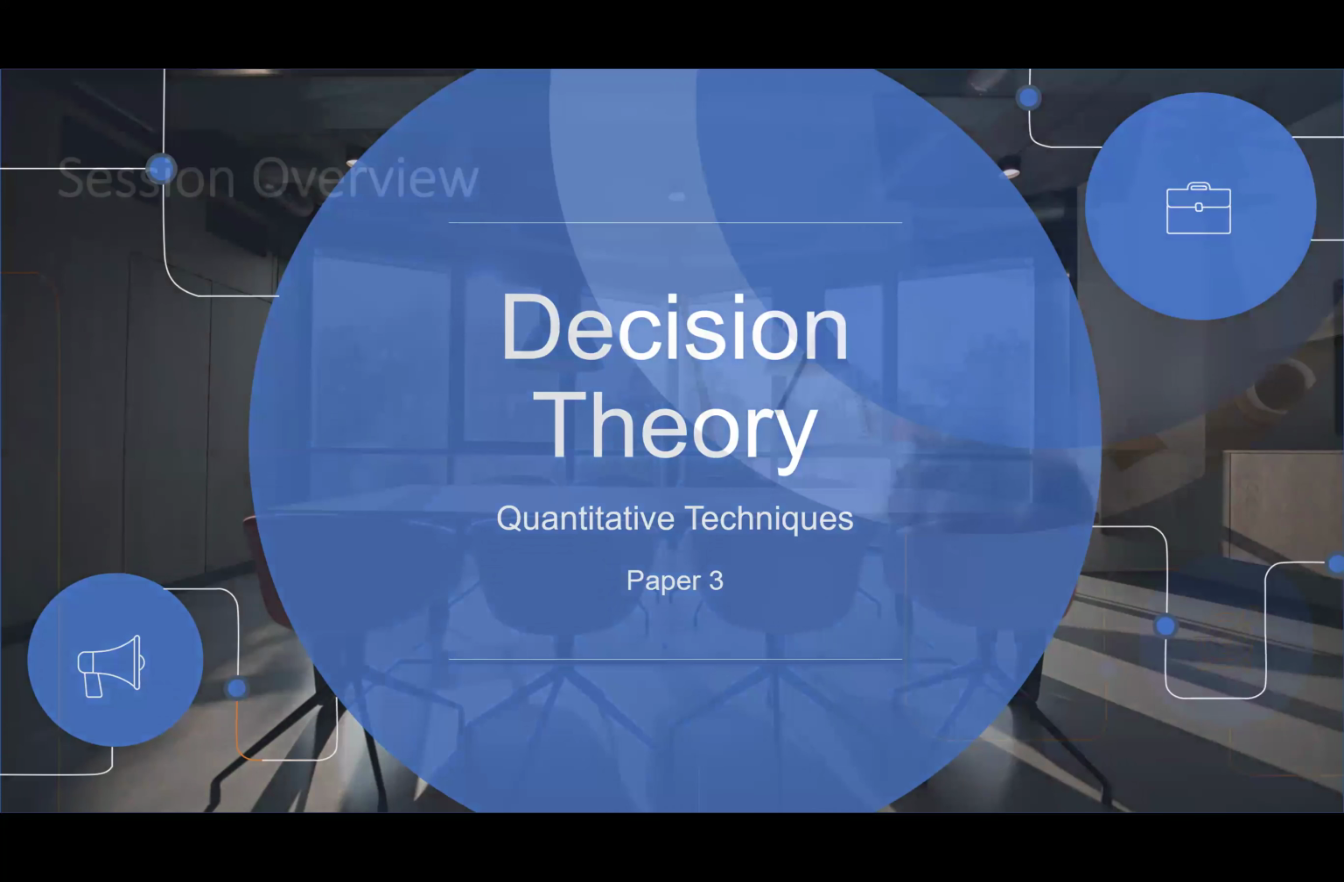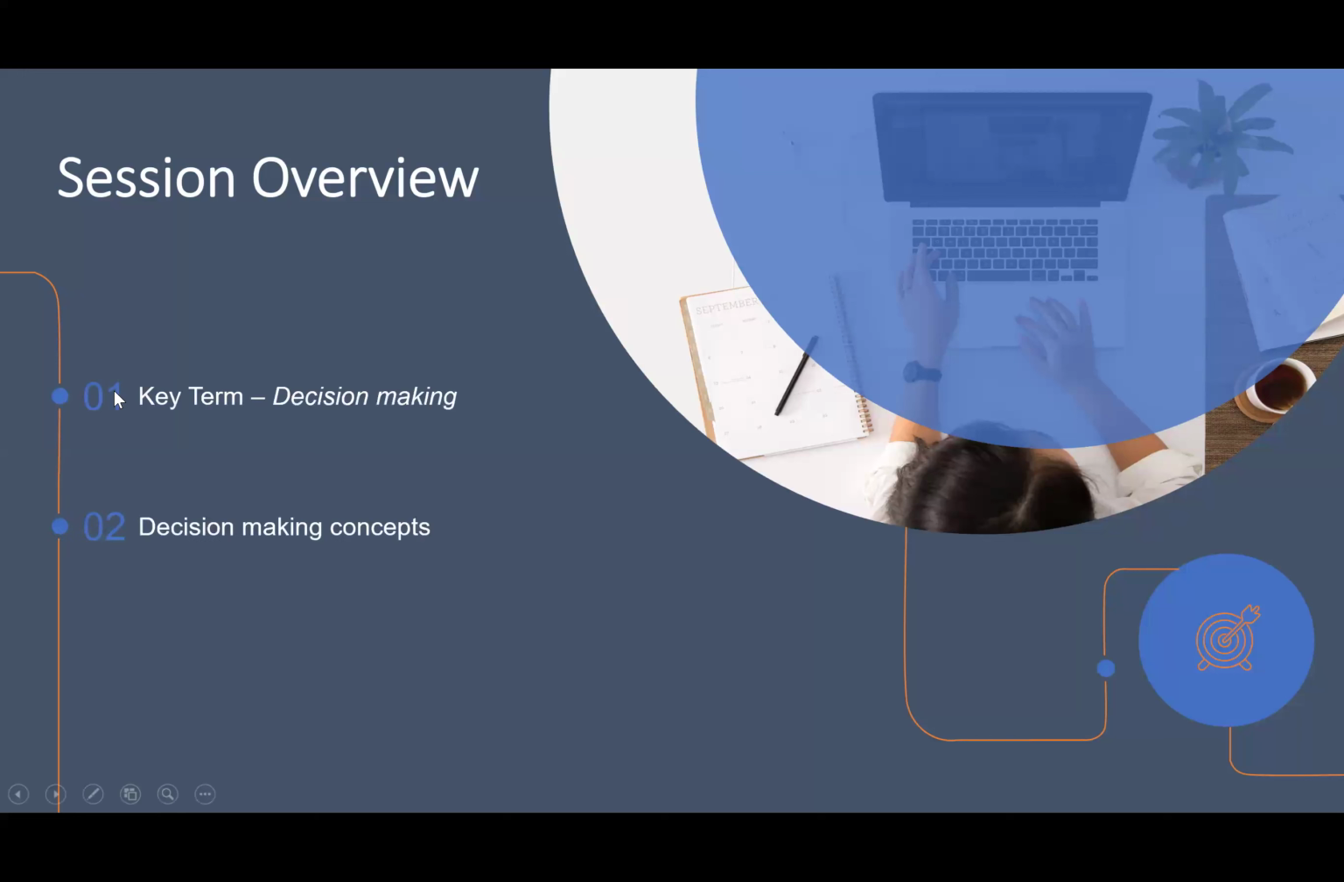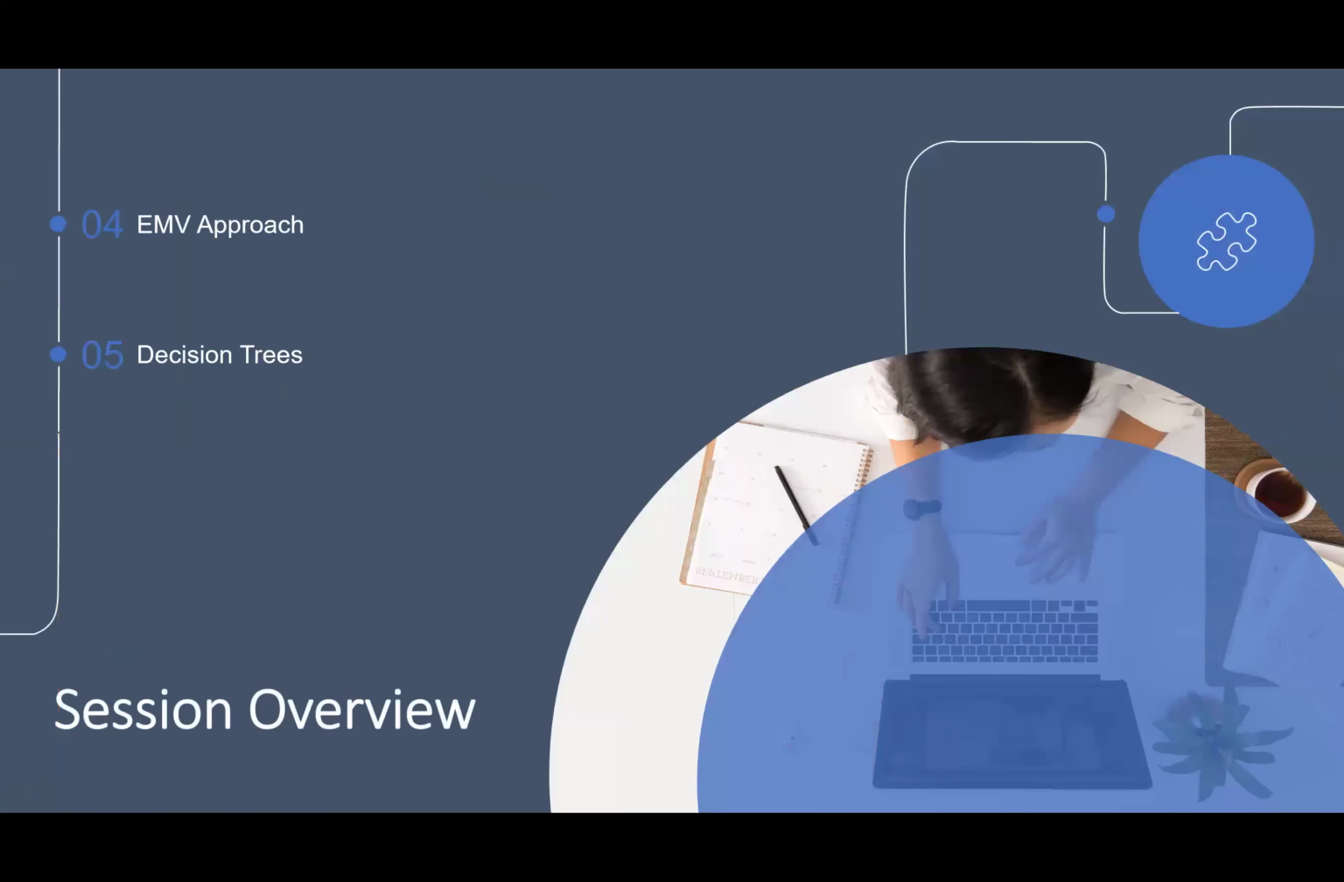The meaning of decision-making, the decision-making concepts, and the environments. We shall look at the EMV approach, decision trees, decision rules.